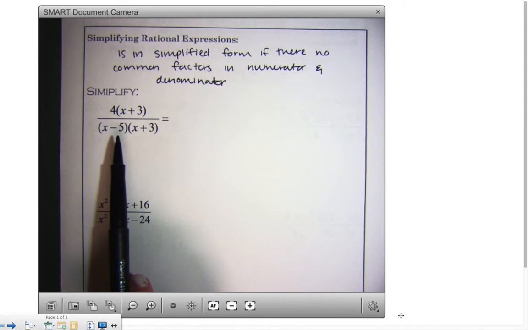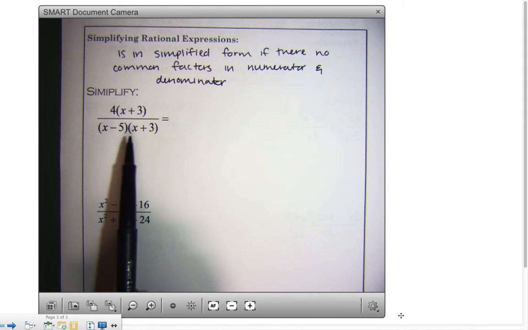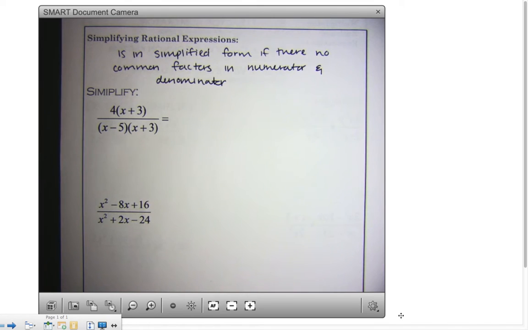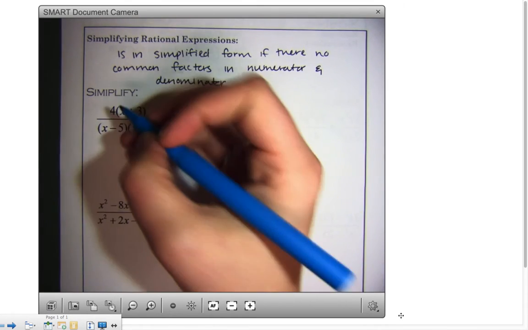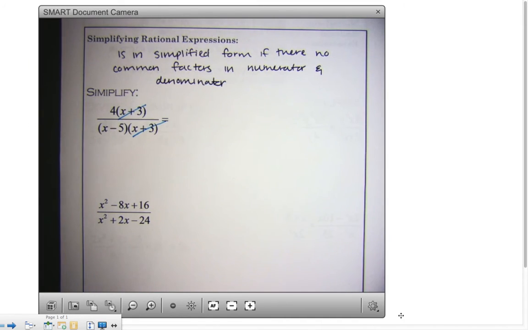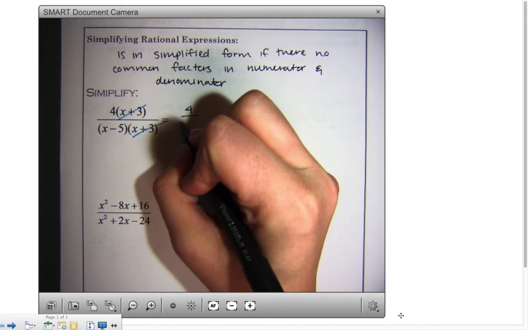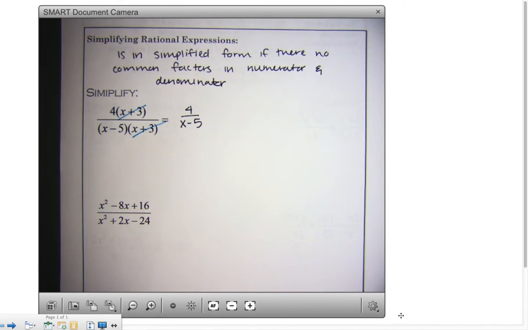Looks like a fraction, right? We've got an expression in the top and in the bottom. So to simplify it, I need to look for things in common. As you can see, there's an x plus 3 in the numerator and the denominator. We know that if we divide something by itself, it's just 1. So that's why I can just cancel those out, because they're equivalent to 1. So then I'm just left with 4 over x minus 5. And that's your simplified form.